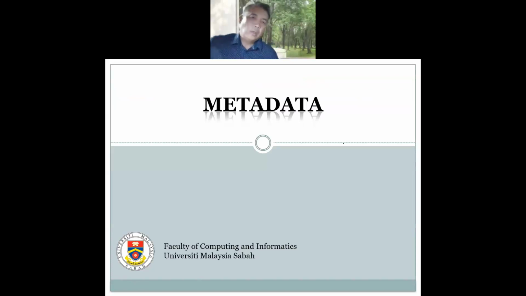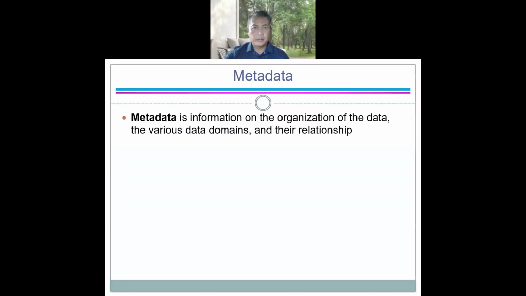Now we look into metadata. This is what I mentioned just now: the data about the data, the information about the data that we store in our storage. So metadata is information on the organization of the data. How do we represent them? What is the meaning? And also how they are interrelated to each other. So this refers to various data domains and what their relationships are.